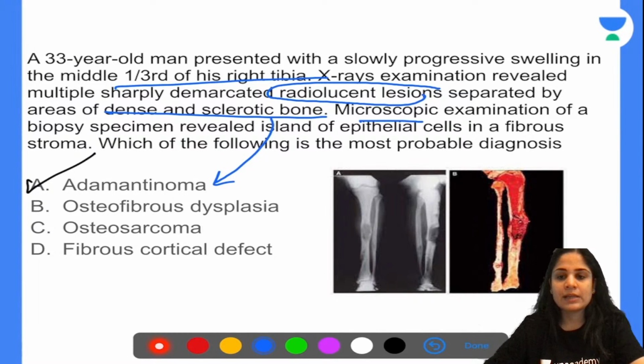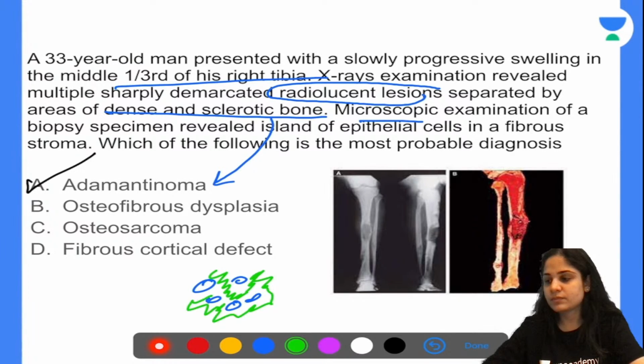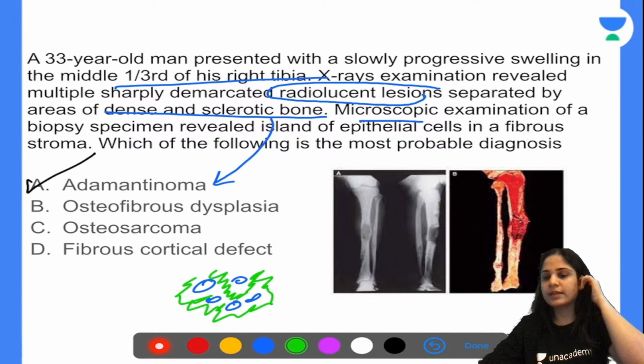This was actually one of the NEET PG questions in the last 2-3 years, I guess. So I hope you guys had revised this and then you would have answered it. Okay, moving on to the next question.